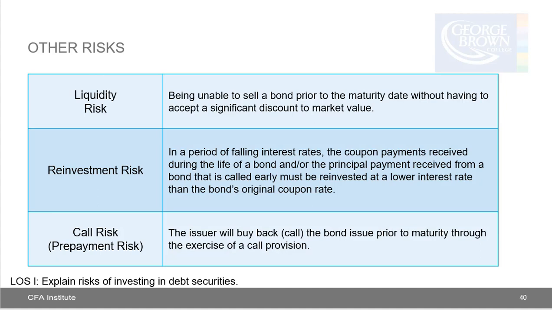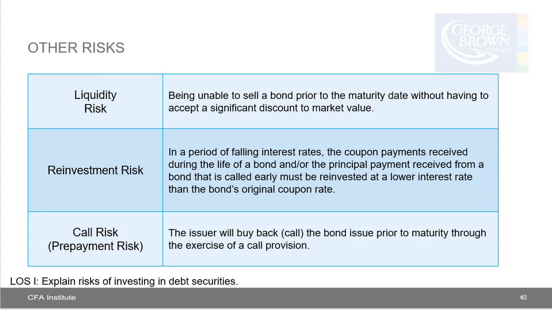Reinvestment risk is in a period of falling interest rates, the coupon payments received during the life of the bond and/or the principal payment received from a bond that is called early must be reinvested at a lower interest rate than the bond's original coupon rate. So in reinvestment risk, I'm getting certain cash flows through coupons, but interest rates are going down, so I have to reinvest those at a lower rate.